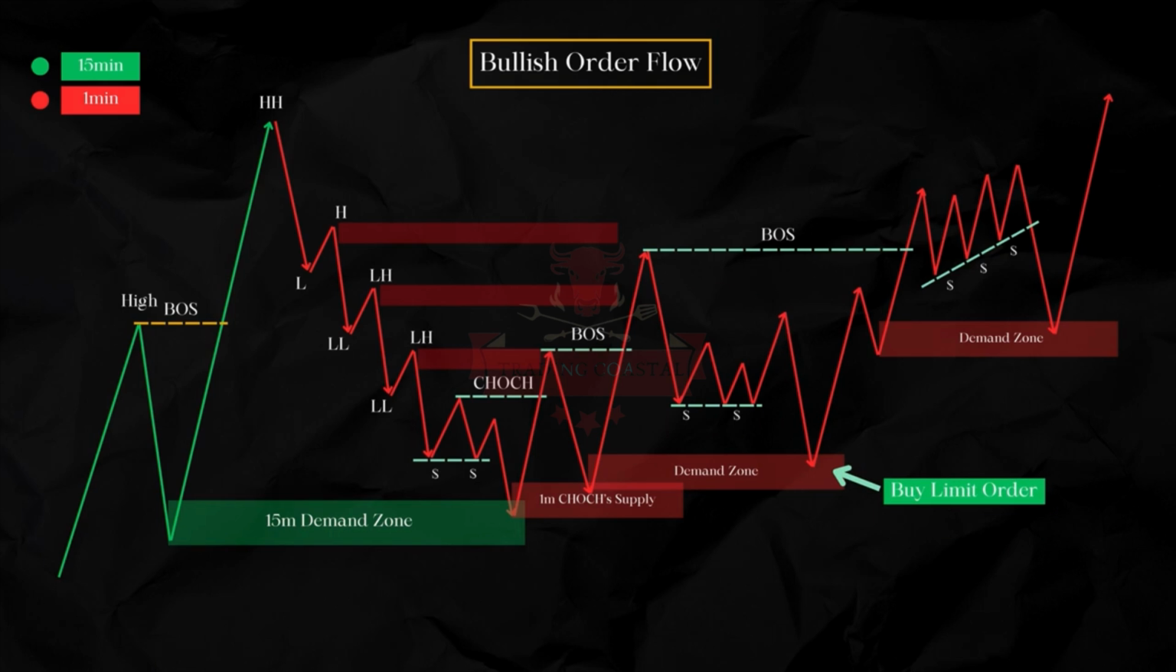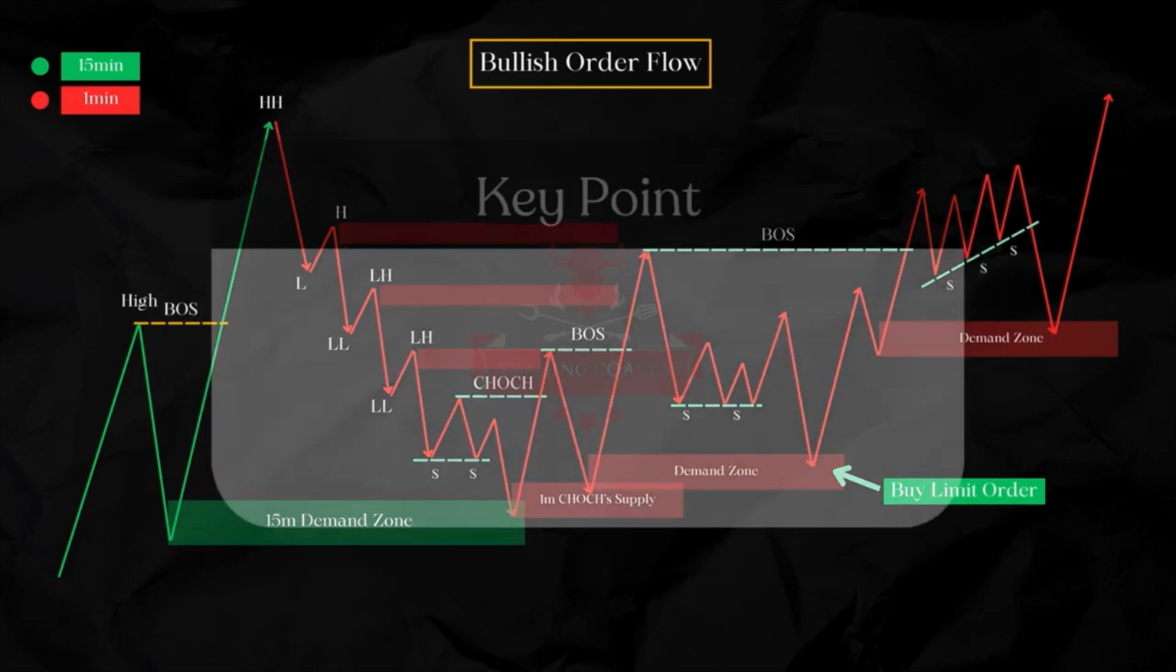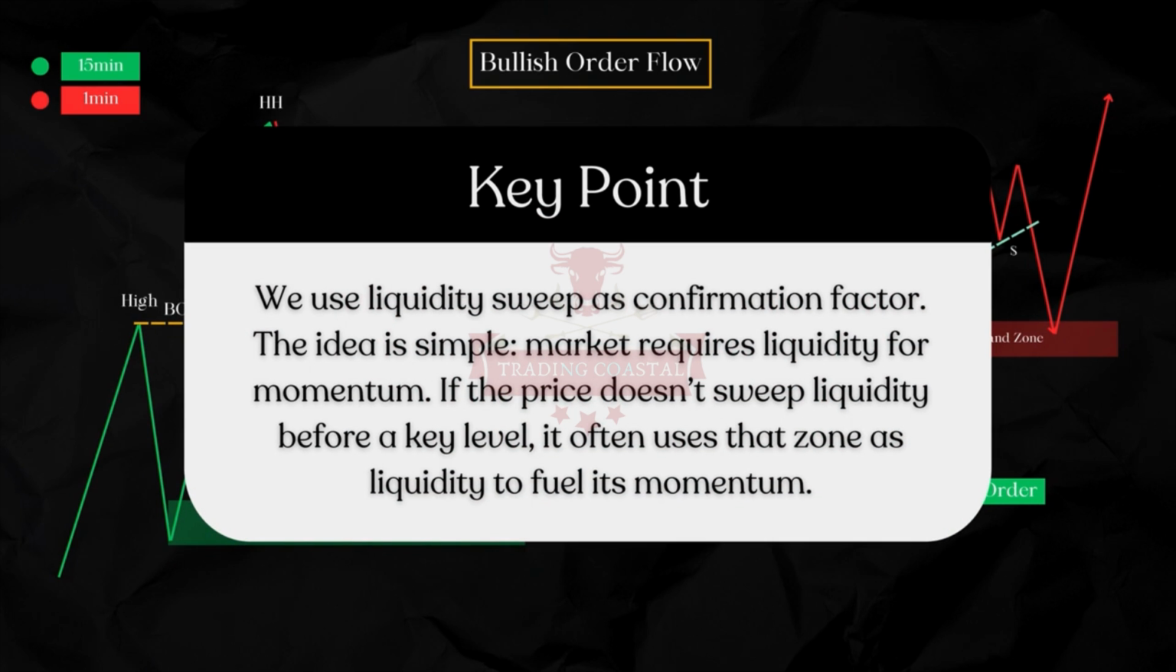This is because we have a very strong confirmation factor if the price sweeps the liquidity zones that is formed above the demand zone before tapping into it. Recognizing a liquidity sweep pattern before the price reaches our point of interest is crucial. This pattern confirms the strength of our supply or demand area. We use liquidity sweeps as a confirmation factor.